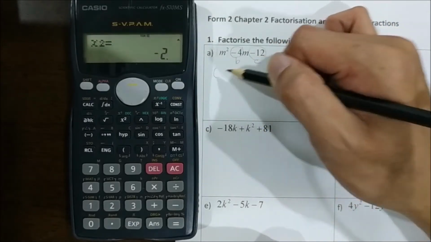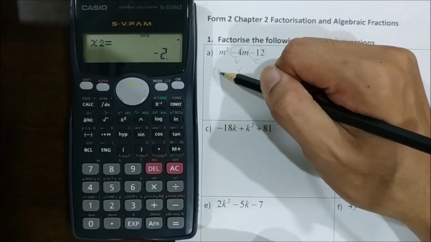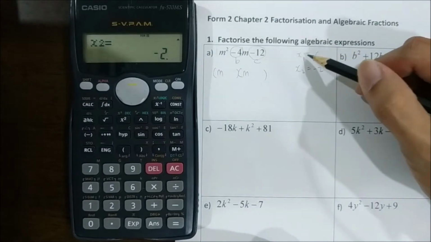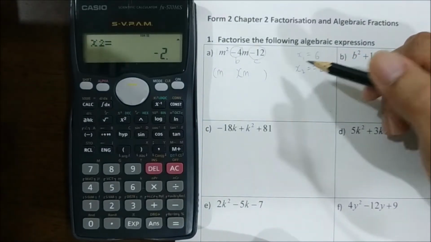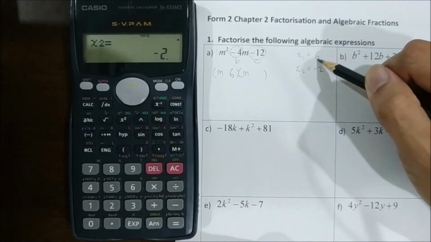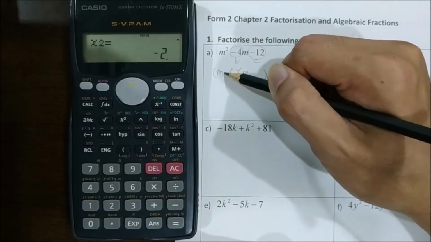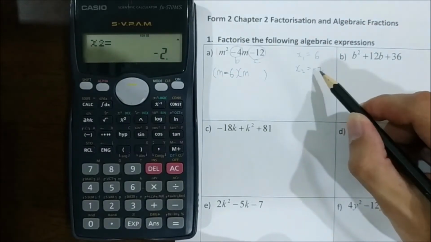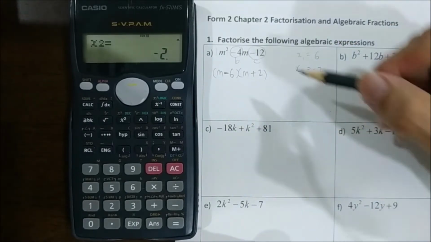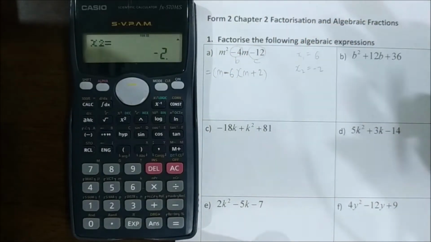So first we write the brackets. The unknown is m, so we use the m here. Then given that x1 is 6, we write the 6 here. And one thing you have to be careful about is that if this is a positive value, when you replace it into the brackets, you have to use negative. Negative 2, when we write it inside here, becomes positive 2. Hence, this quadratic expression has been factorized to this.